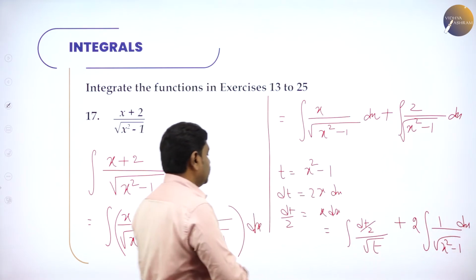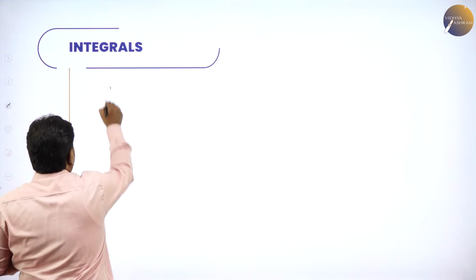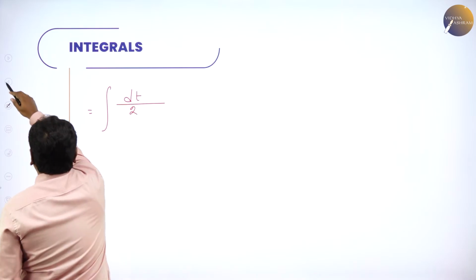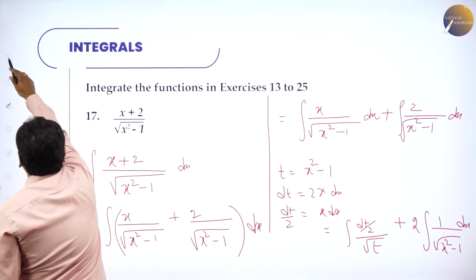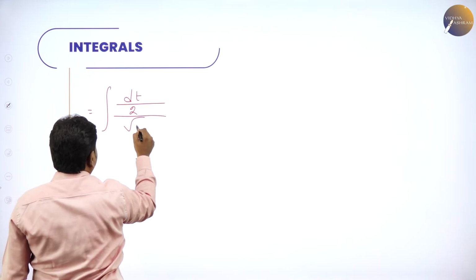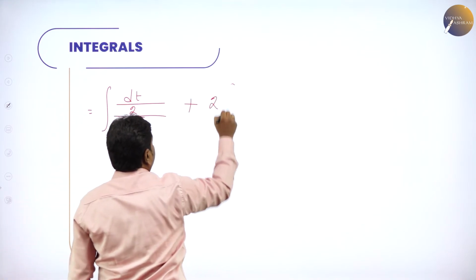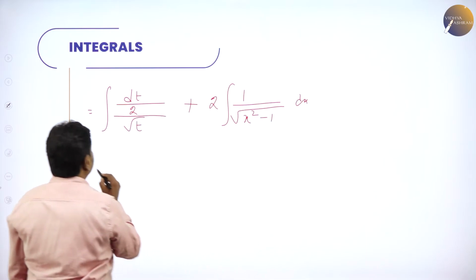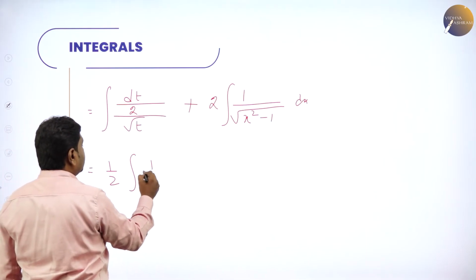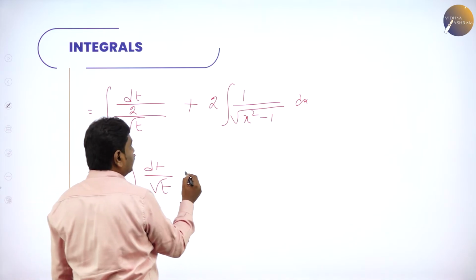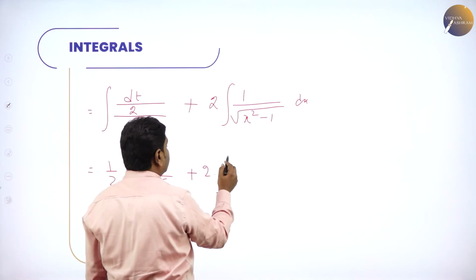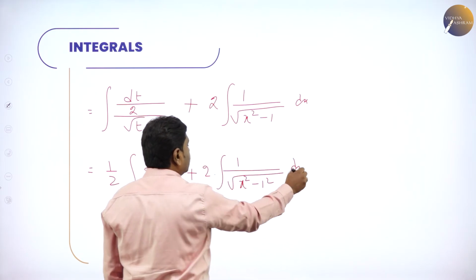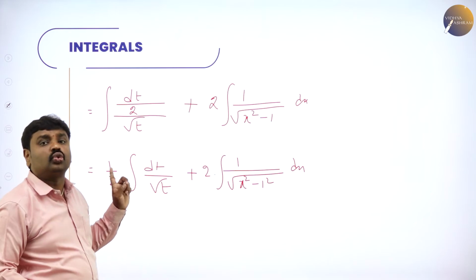So now we'll go ahead with this. The given problem, I wrote it as, the first part is dt divided by 2 root t, and the second part, the 2 we took out, integration of 1 by root of x square minus 1 dx was left out. Now you know 1 by 2 is constant, take it out, it is integration of dt by root t. And this is in the form integration of 1 by root of x square minus a square dx. All of you know integration of 1 by root t is 2 root t.